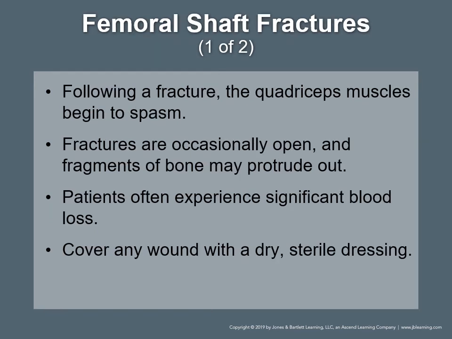Femoral shaft fractures. Fractures of the femur can occur in any part of the shaft, from the hip region to the femoral condyles just above the knee joint. Following a fracture, the quadricep muscles begin to spasm. The muscle spasms often produce significant deformity of the limb. Usually the limb also shortens significantly. Fractures are occasionally open and fragments of bone may protrude through the skin. Do not attempt to push the bones back into the skin.